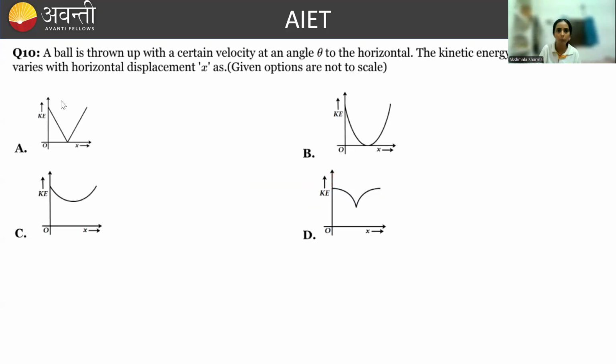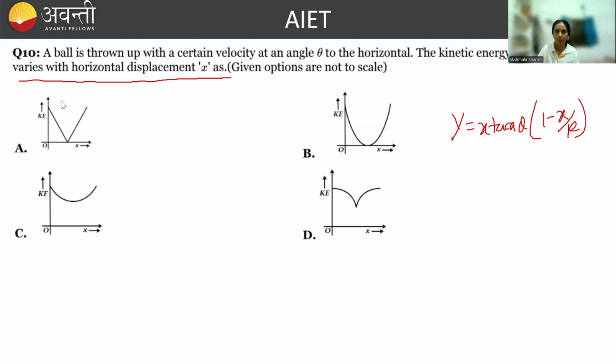Now let's move on to this. A ball is thrown up with a certain velocity at an angle theta to the horizontal. Kinetic energy of the ball varies with horizontal displacement x as. Okay? So how will it vary? That is the question. If we are going to solve it, if you know the equation of projectile, the equation of projectile is written as what? Y is equal to x tan theta (1 minus x by r). Something like this, the simplest form.